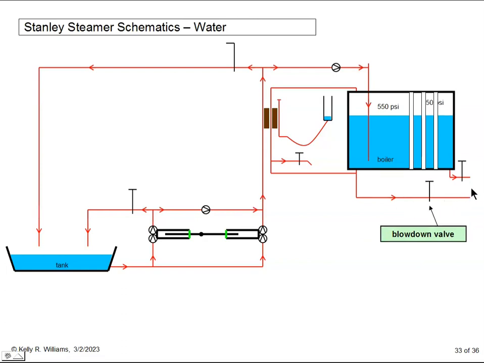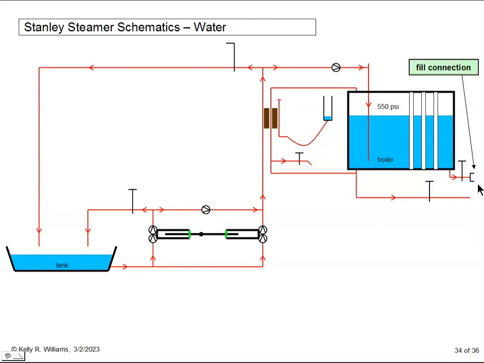And there's one last little piece in this area. If the boiler is empty at the beginning of the day, we need to fill it by connecting a garden hose. So we add a threaded connector to the end of one of the blowdown lines.